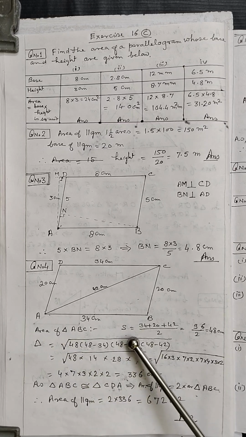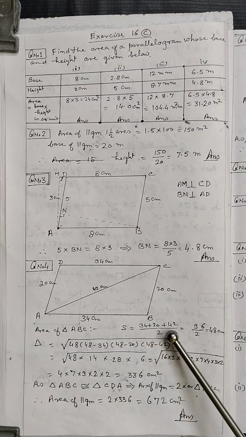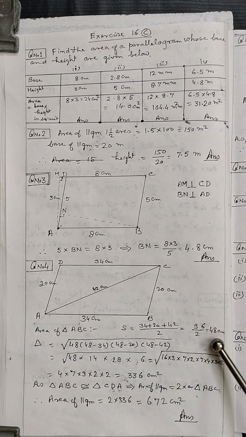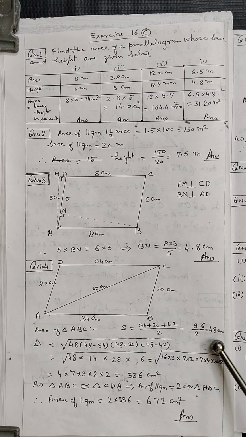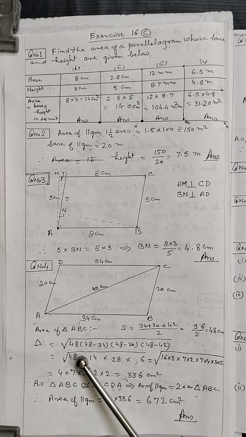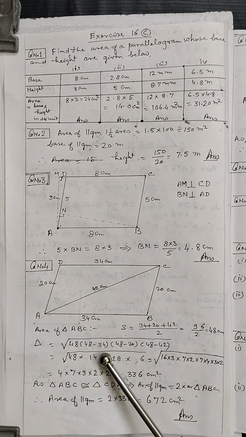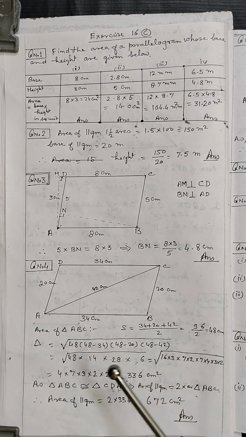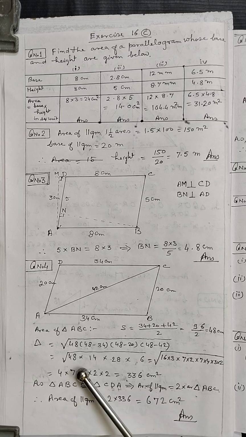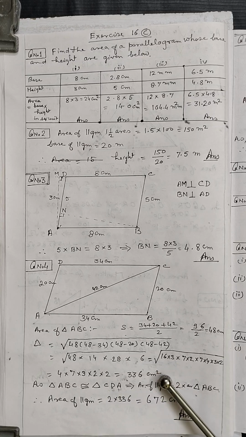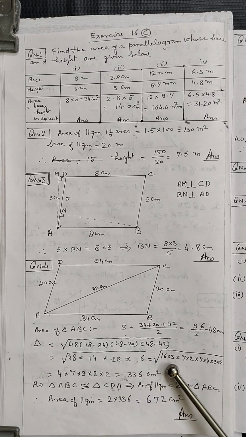So in that case the S will be equal to 34 plus 20 plus 42 divided by 2. It will be 96 divided by 2, and ultimately it will be equal to 48 centimeter. So the area will be equal to square root of 48 in bracket 48 minus 34, 48 minus 20, 48 minus 42. So just solve it, 48 as it is. Here it will be 14, 28 and 6. Now we split it in perfect square or prime factorization form.